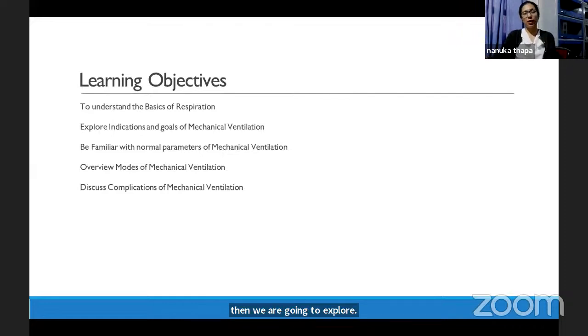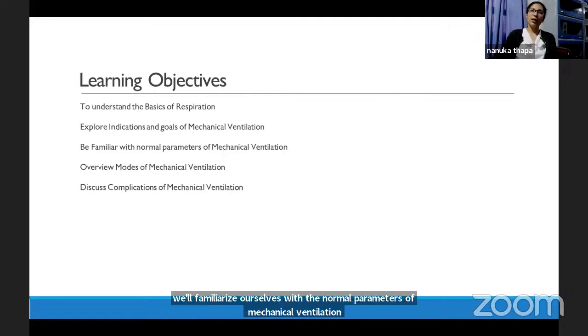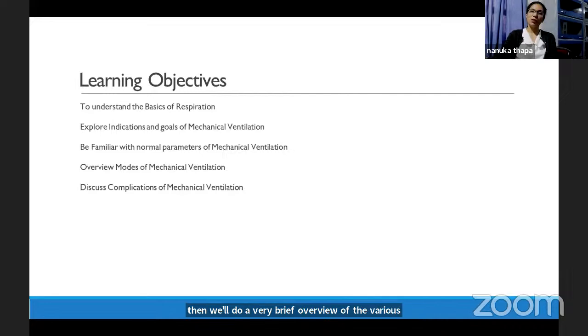We'll be discussing one historical and the 3 most commonly used basic modes of ventilation. After that, just like with any procedure, we'll be going on with the complications associated with mechanical ventilation. Then we're going to go with the last topic, that is weaning. How do we start with discontinuation of mechanical ventilation?